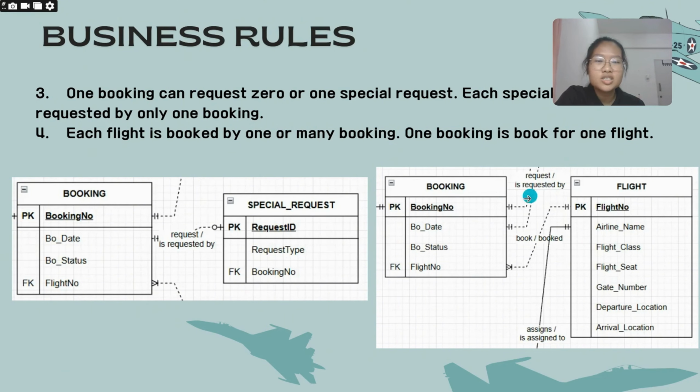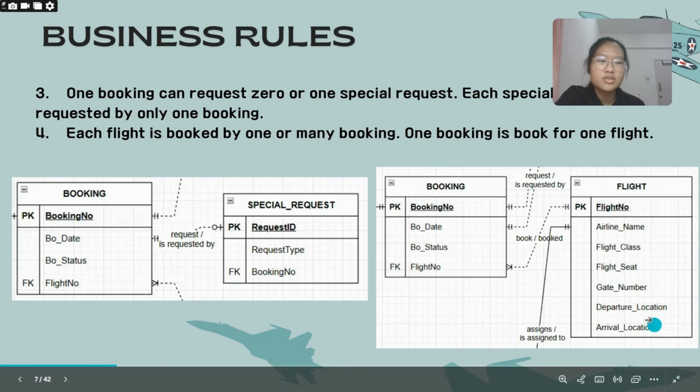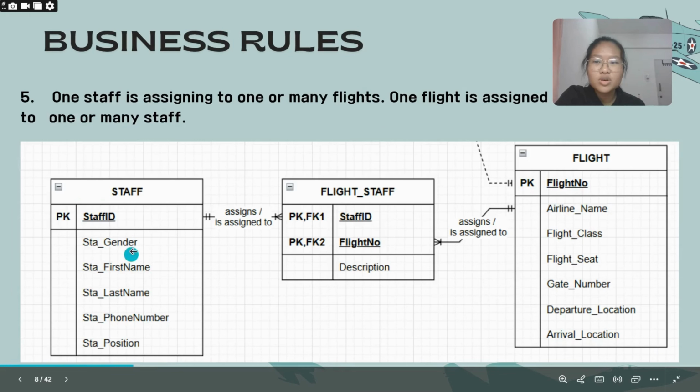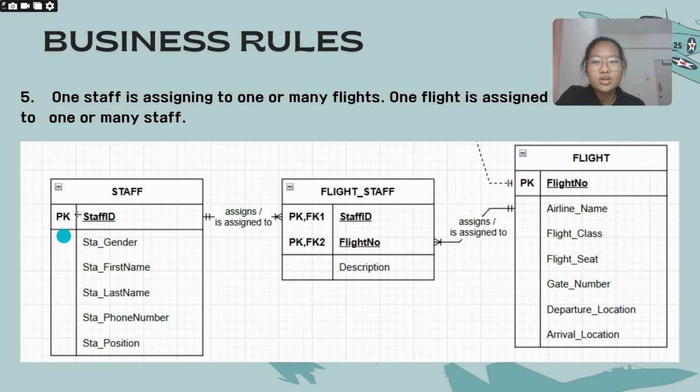Fourth, each flight is booked by one or many bookings, and one booking is booked for only one flight. Fifth, one staff is assigned to one or many flights, and each flight is assigned to one or many staff. This calls for another bridge entity, which is called flight staff.